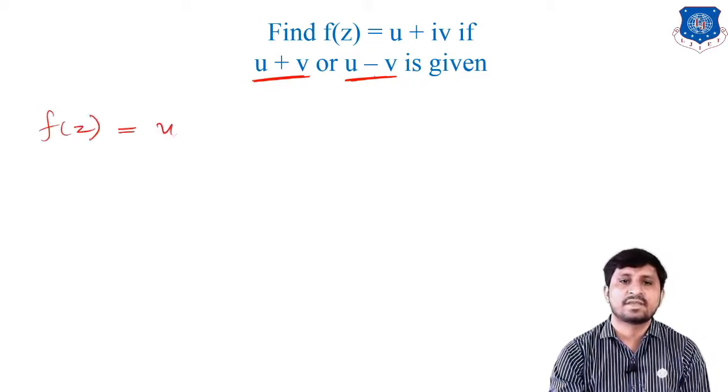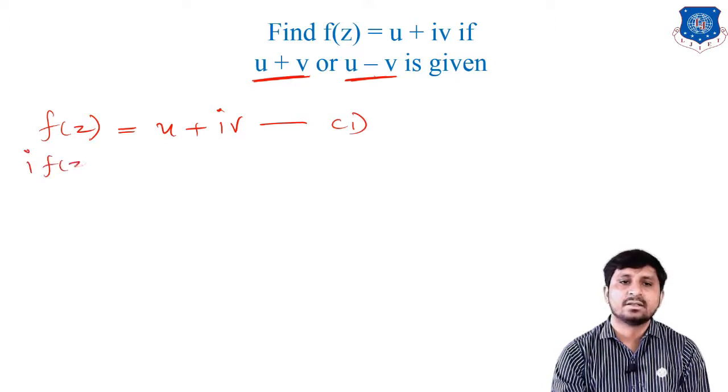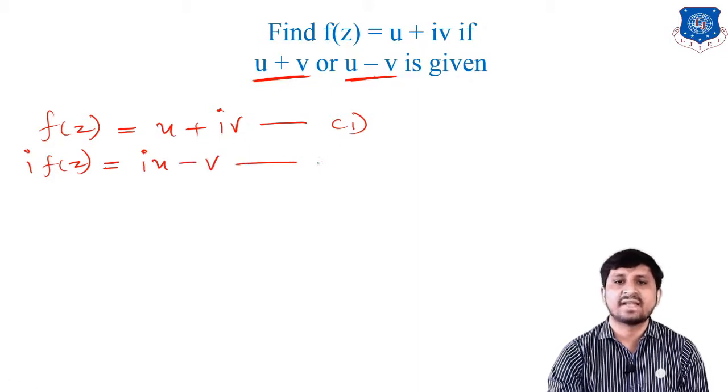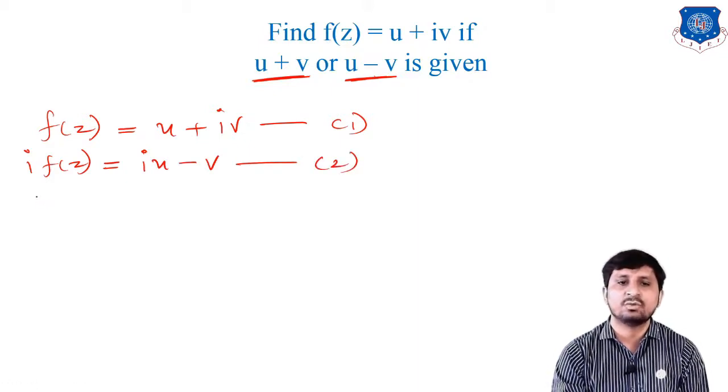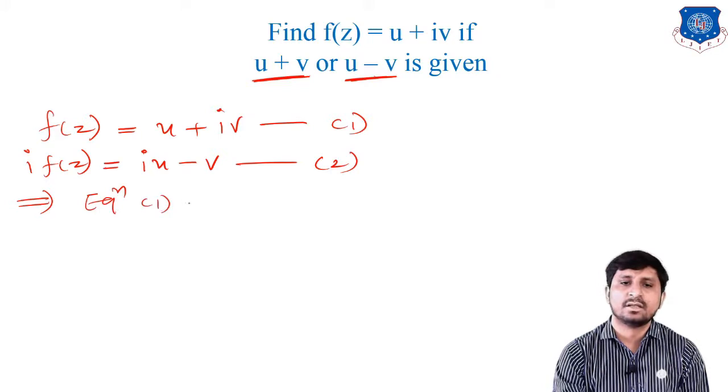What is my f of z? f of z is u plus iv. Call it equation number 1, and this is an analytic function. Now multiply with i on both sides. So i into f of z is i into u minus v, because i square is minus 1. This is my equation number 2. Now add these two equations, equation 1 plus equation number 2.